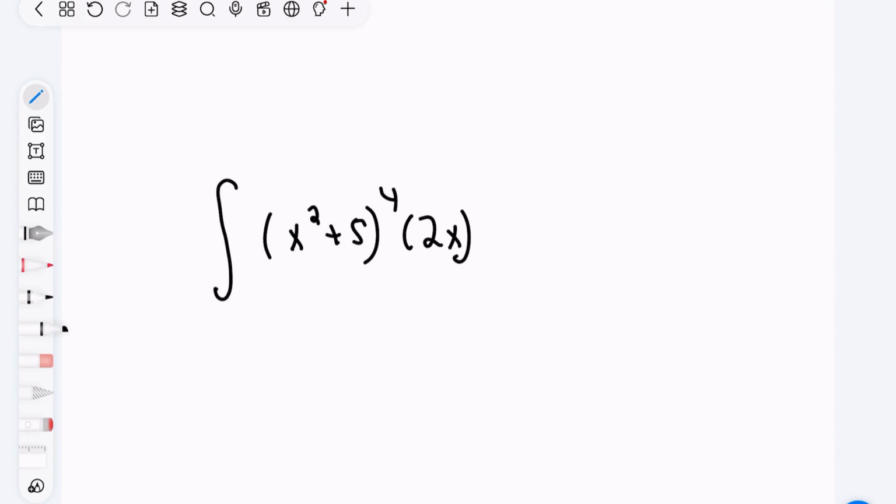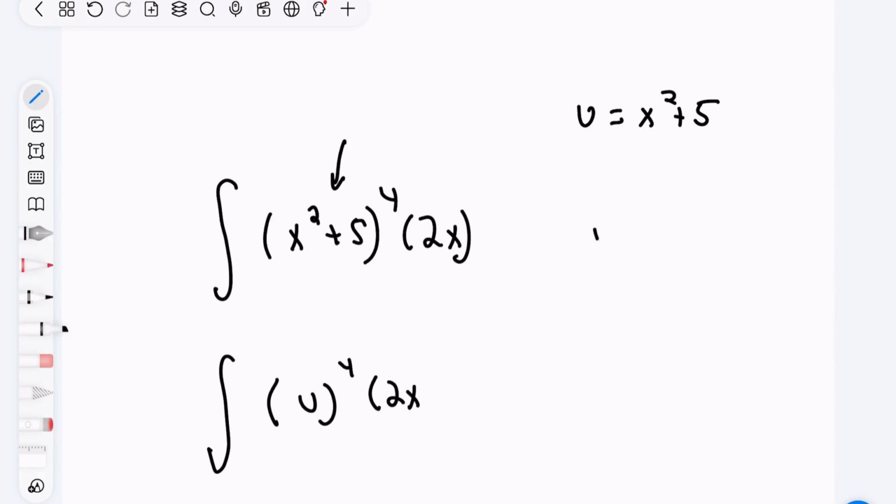So first we're given this integral, and to do U-substitution, we usually try to find whichever one is the biggest one, which this one is because of the 4 exponent. So we will use u as our variable for the substitution. We'll put in x squared plus 5, which will leave us with u to the 4 times 2x. So u is equal to x squared plus 5.